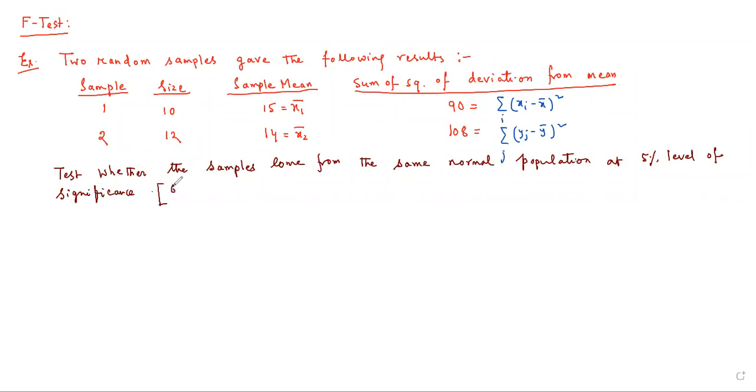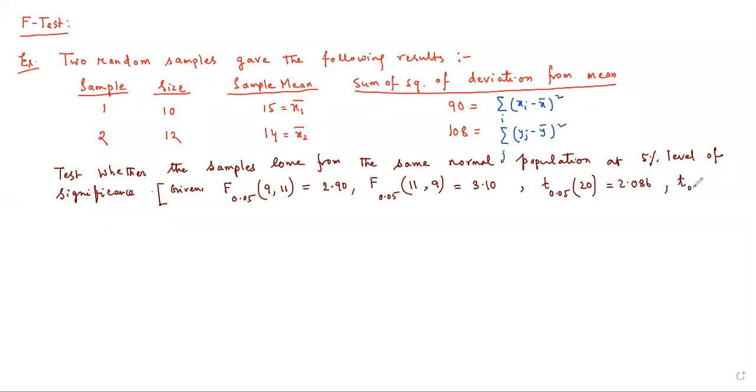In the question, the tabulated values are given as the following. At 5% level of significance for 9, 11 degrees of freedom, the tabulated value is 2.90. For 5% level of significance, the tabulated value for 11 and 9 is 3.10. The tabulated value of t at 5% level of significance for 20 degrees of freedom is 2.086, and the tabulated value of t at 5% level of significance for 22 degrees of freedom is 2.07.